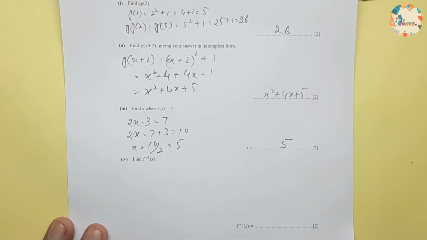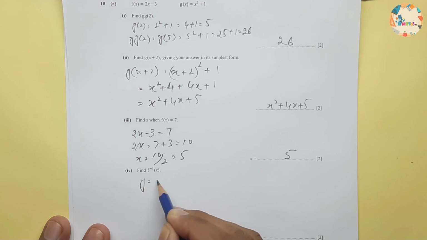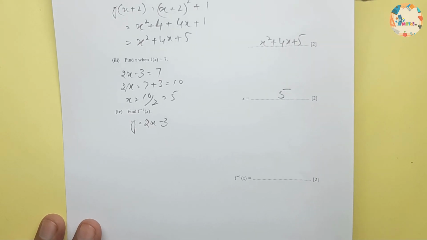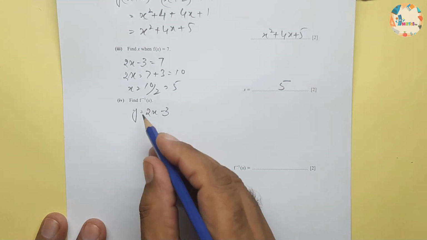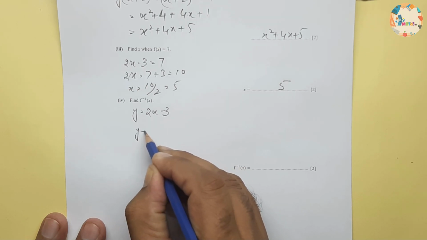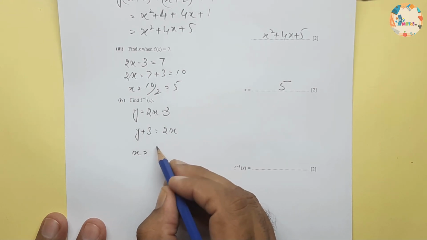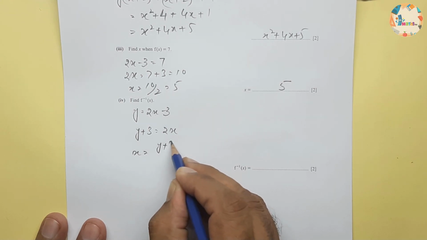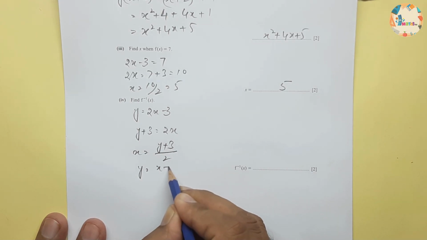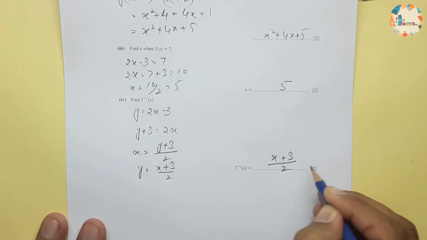Find f inverse of x. So we will be taking f of x, which is y, equal to 2x minus 3, and then we will be finding the inverse. To find inverse, we will be making x the subject. So we will shift 3. So y plus 3 is equal to 2x. So x will be equal to y plus 3 over 2. Now swap x and y. So y is equal to x plus 3 by 2, which will be our answer.